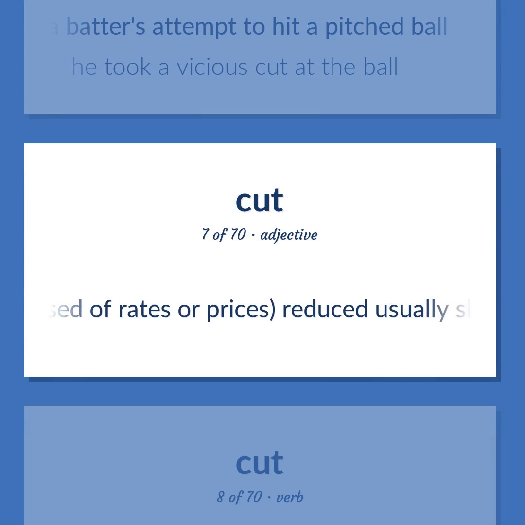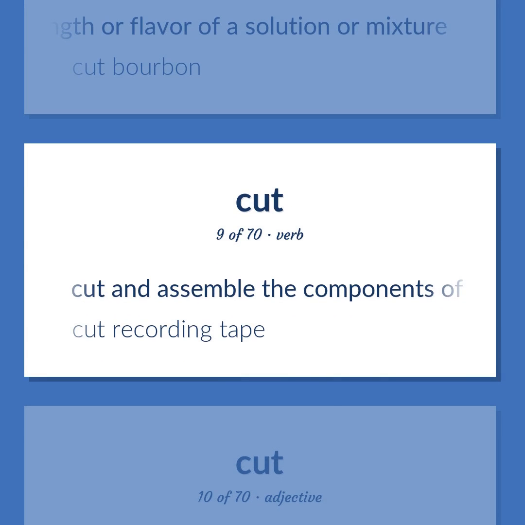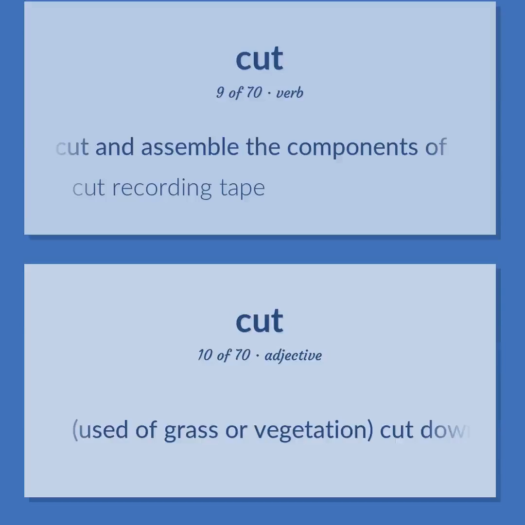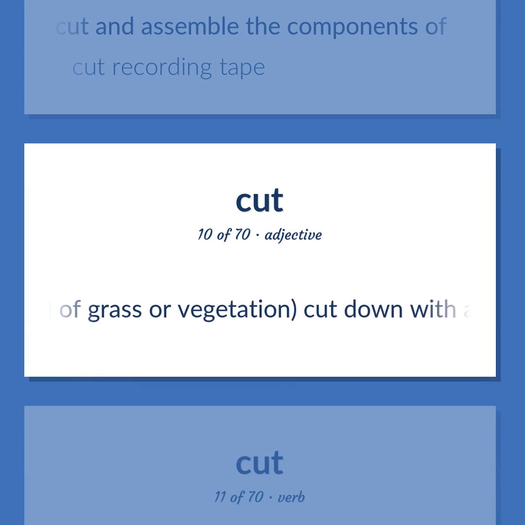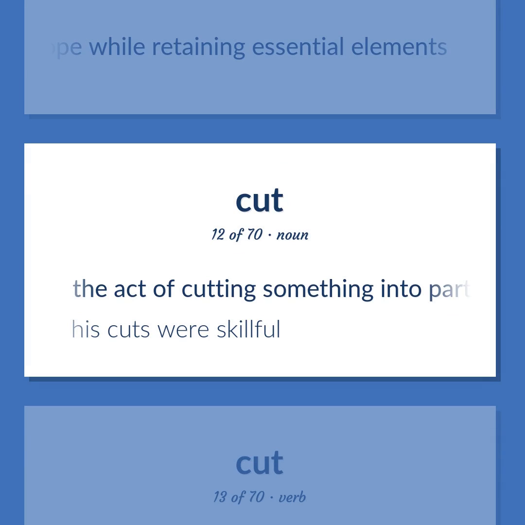Used of rates or prices, reduced usually sharply. Lessen the strength or flavor of a solution or mixture. Cut bourbon. Cut and assemble the components of. Cut recording tape. Used of grass or vegetation, cut down with a hand implement or machine. Reduce in scope while retaining essential elements. The act of cutting something into parts. His cuts were skillful.